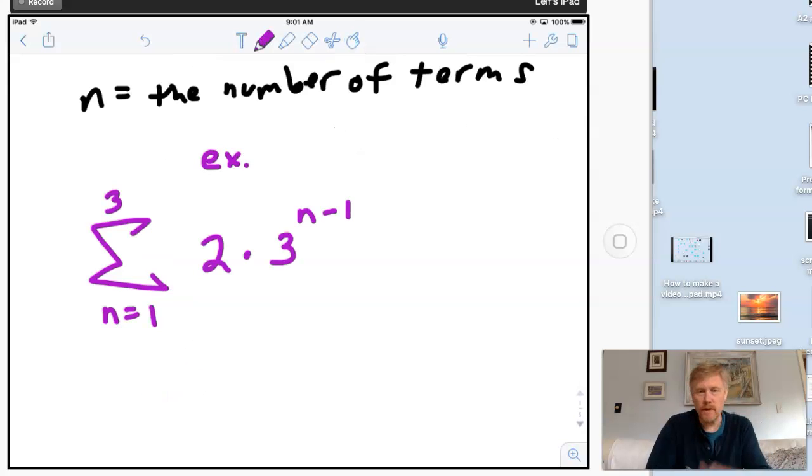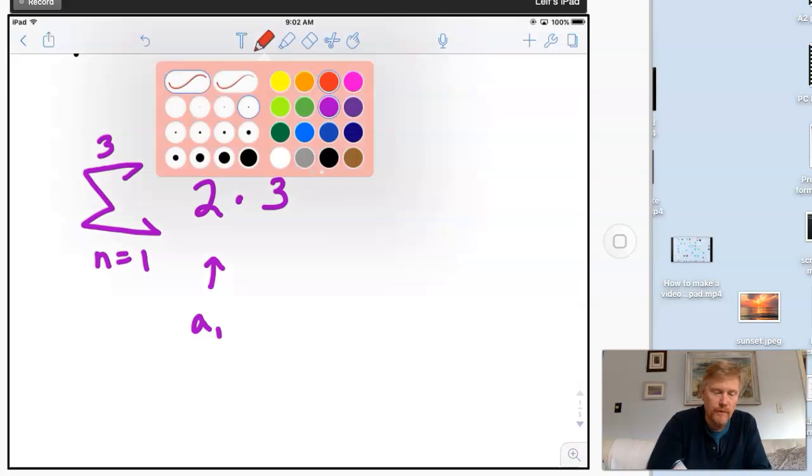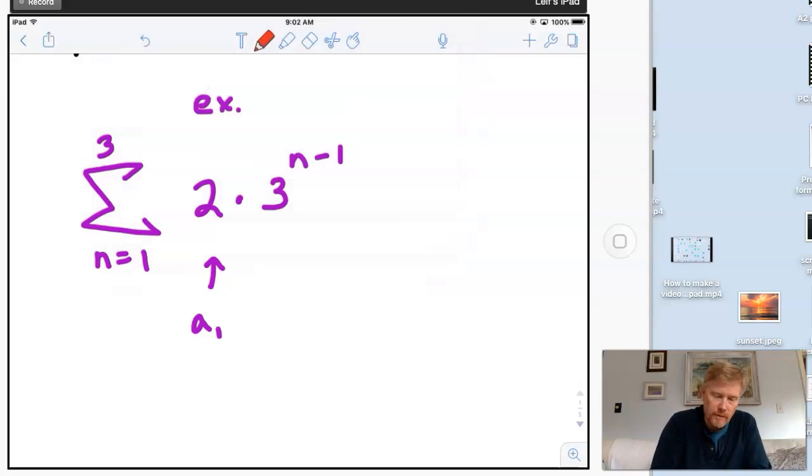So here's an example of what I'm talking about. This could be an explicit geometric series. So 2 is the first number in the sequence, because that's a of 1, and it has 3 numbers in the sequence. So if I was to plug in 1, 2, and 3 for n, I would get my 3 numbers in the sequence, and then you'd add them up. Okay, so 2 is the first number. If I plug in 1, n minus 1 is 0, 3 to the 0 is 1, okay? So that's how I got the first number.